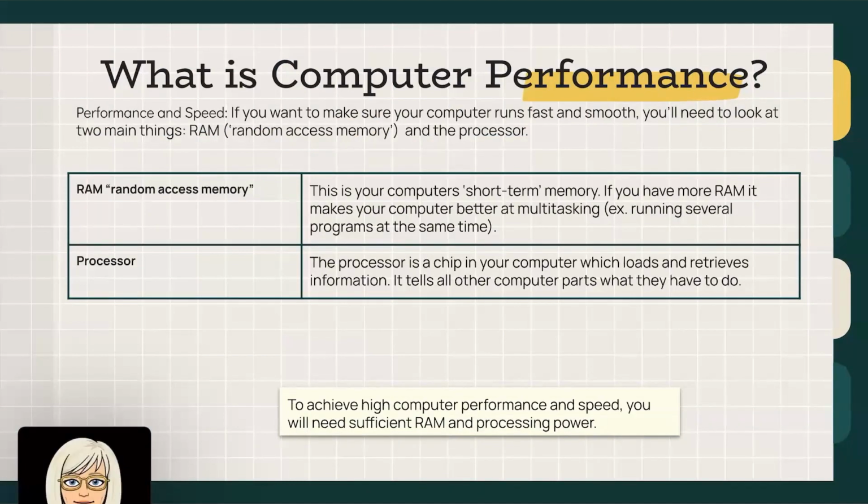Your processor is a chip in your computer which loads and retrieves information. It tells all other computer parts what they have to do. To achieve high computer performance and speed, you will need sufficient RAM and processing power.